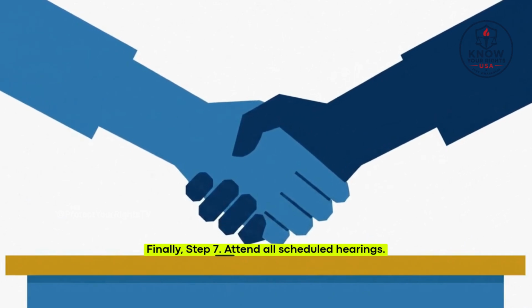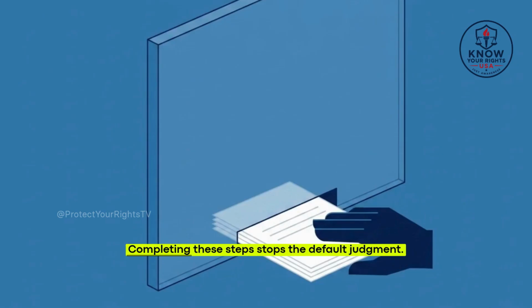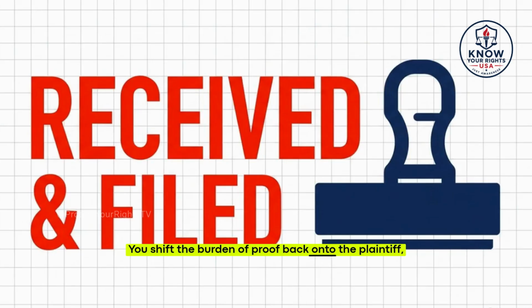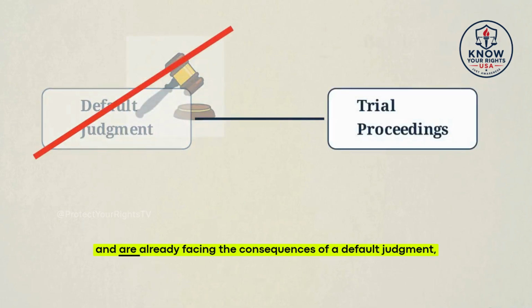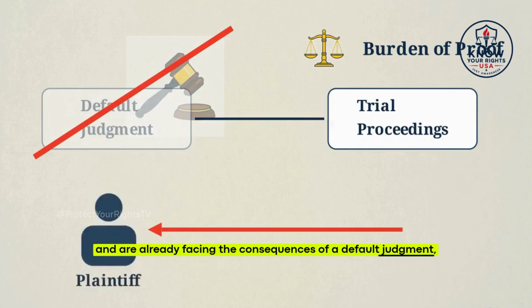Finally, Step 7. Attend all scheduled hearings. Completing these steps stops the default judgment. You shift the burden of proof back onto the plaintiff, forcing them to actually earn their judgment in a court of law. If you missed your deadline, panicked, and are already facing the consequences of a default judgment, you have one final option.